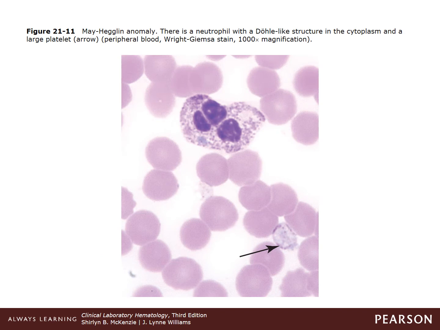The next condition, May-Hegglin anomaly, is a rare inherited autosomal dominant trait in which the granulocytes contain inclusions consisting mainly of RNA from rough ER, which are similar to the appearance of Döhle bodies. So here the cells also function normally, but there are bleeding tendencies associated with thrombocytopenia, and you have an image with an arrow showing a very large platelet. And patients are likely to have a low platelet count.